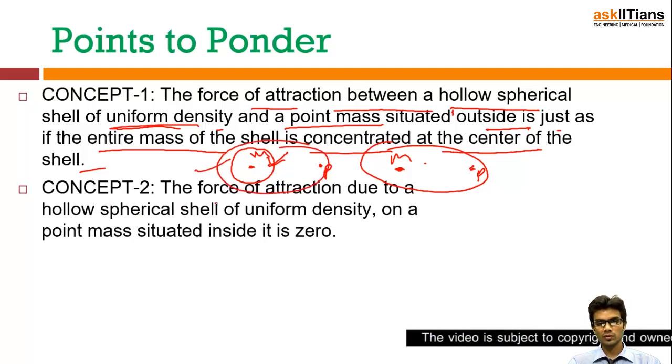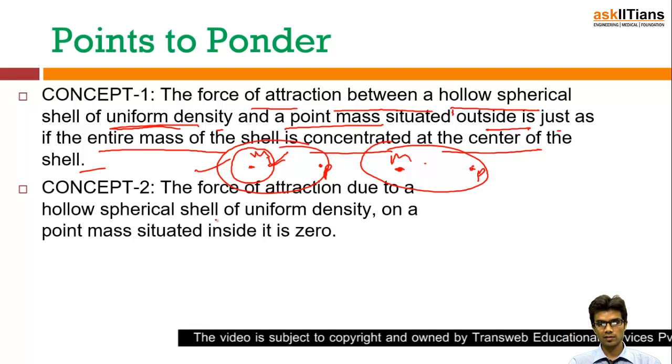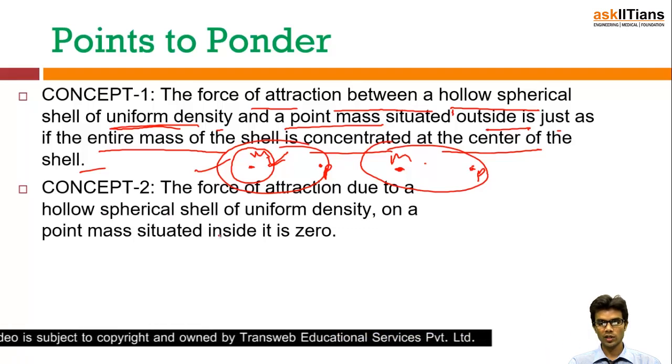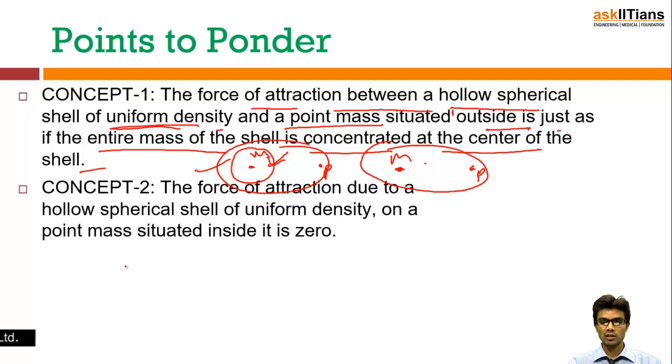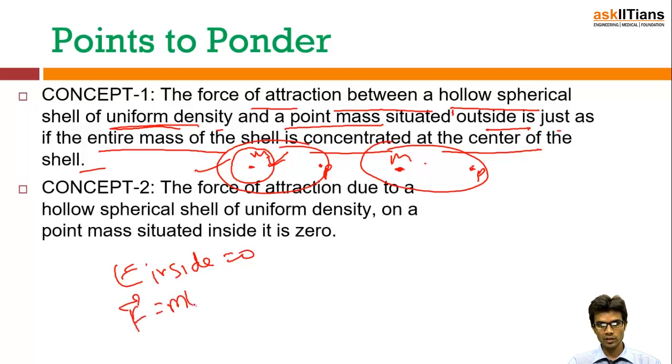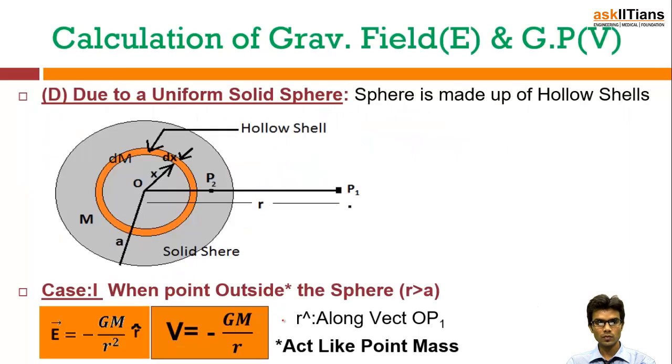Concept 2. The force of attraction due to a hollow spherical shell of uniform density on a point mass situated inside is 0. Since E inside is equal to 0, and we know that F is equal to mE, if E is equal to 0, hence F is equal to 0. Okay.